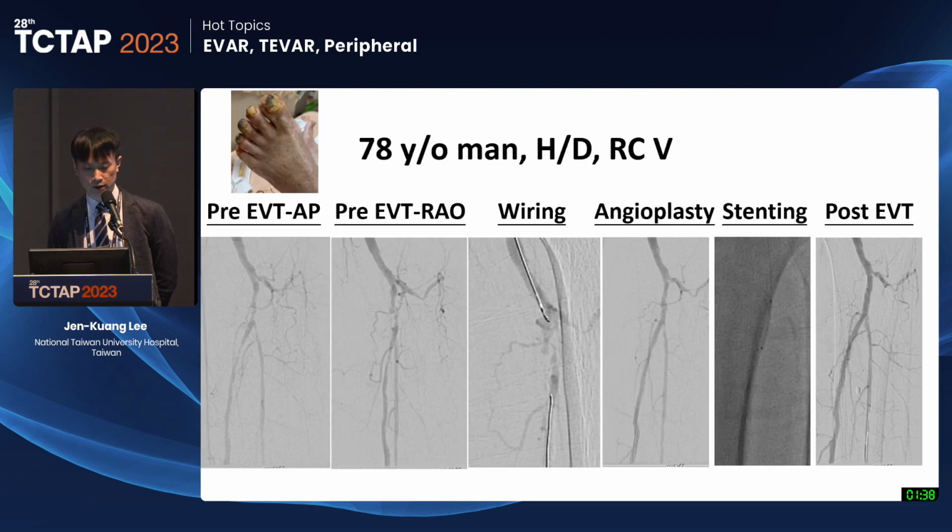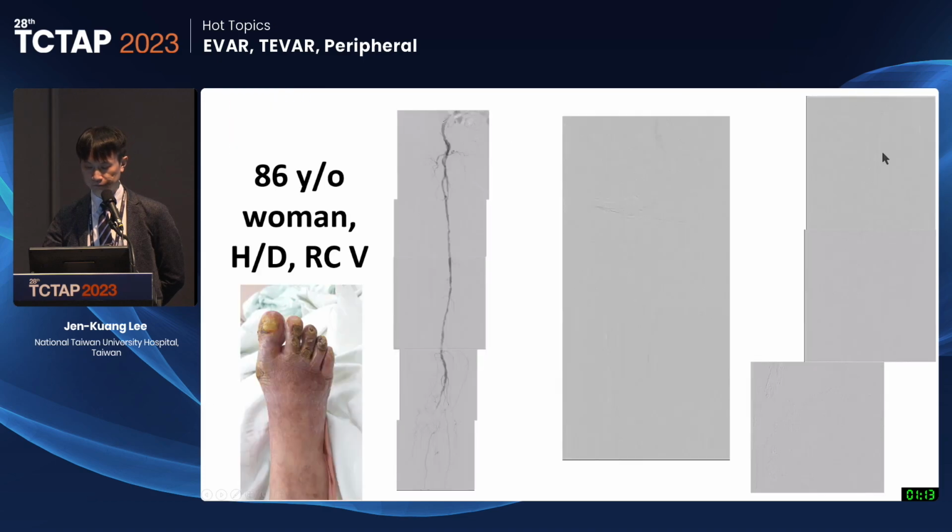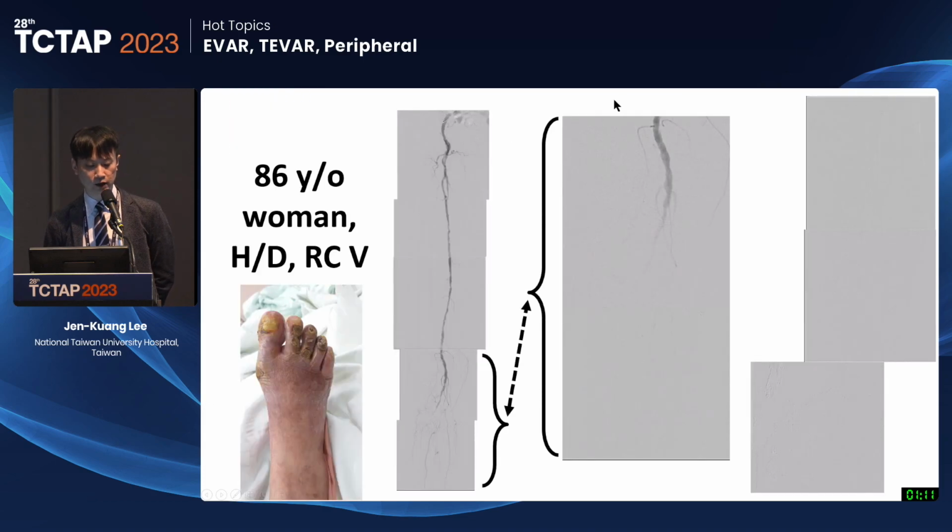So I would like to show some cases. The first one is a 78-year-old man, on dialysis, Rutherford class 5. This is the pre-EVT. The lesion is here, but it's very ugly like this. If you can see, trace the lesion is about this. So finally, I did a retrograde puncture in this area, recanalized it, and put a stent here, and this is the final angio. And this is another patient, an 86-year-old woman, also on dialysis, Rutherford class 5.